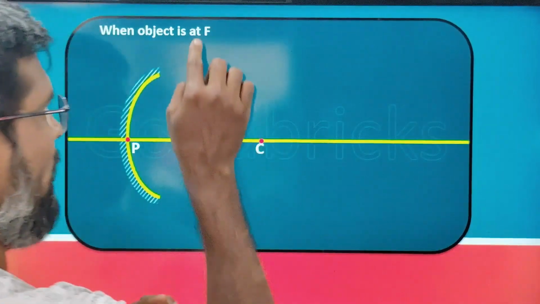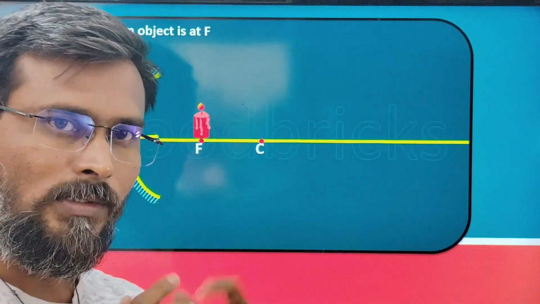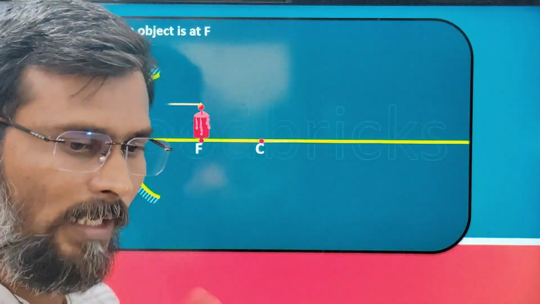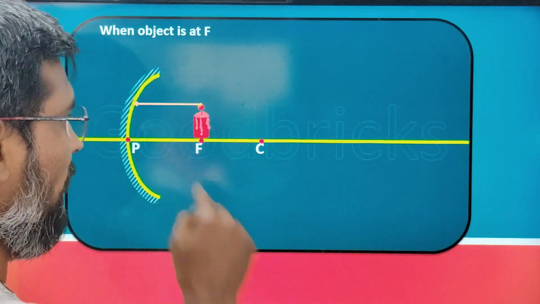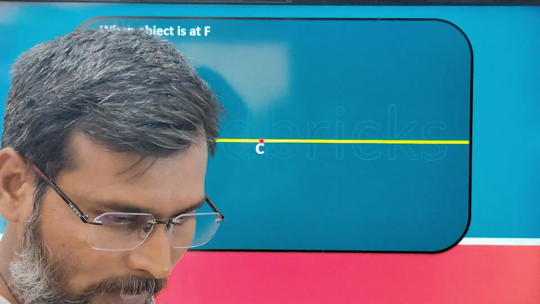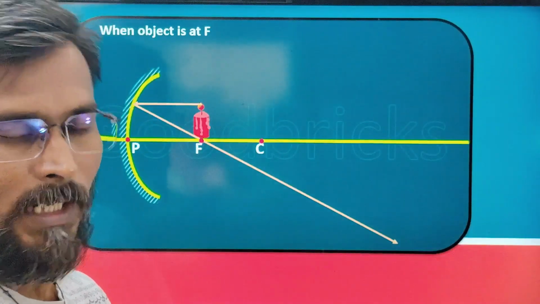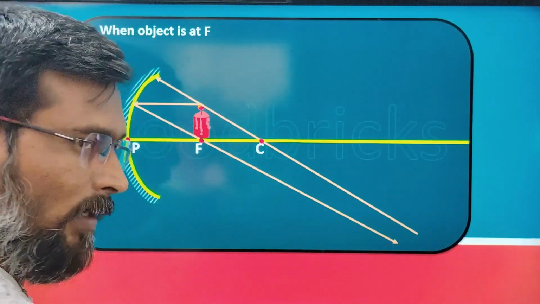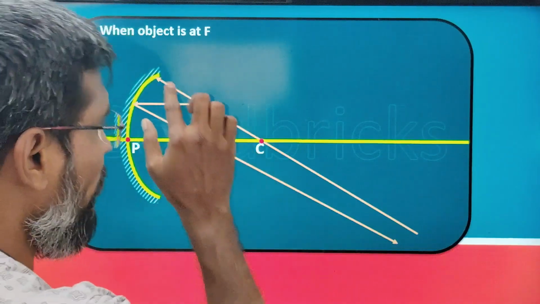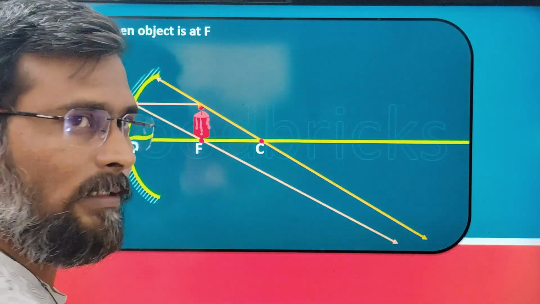Now let us draw the ray diagram when the object is at F. Here you can see the candle is at F. So first of all, let us draw an incident ray which is parallel to the principal axis. Its reflected ray passes through the focal point. Now we need to draw one more incident ray. So let us take an incident ray which is passing through the center of curvature. It also bounces back in the same path but in the opposite direction.